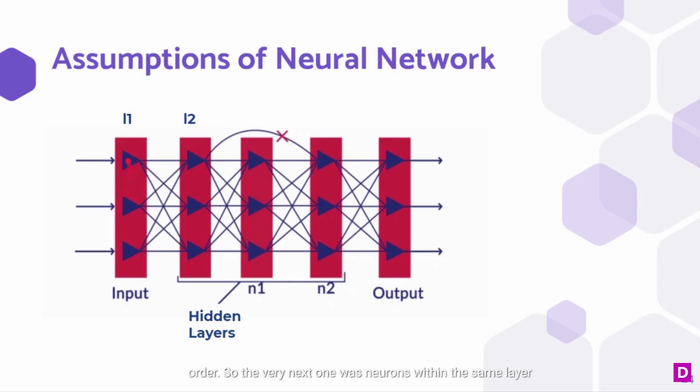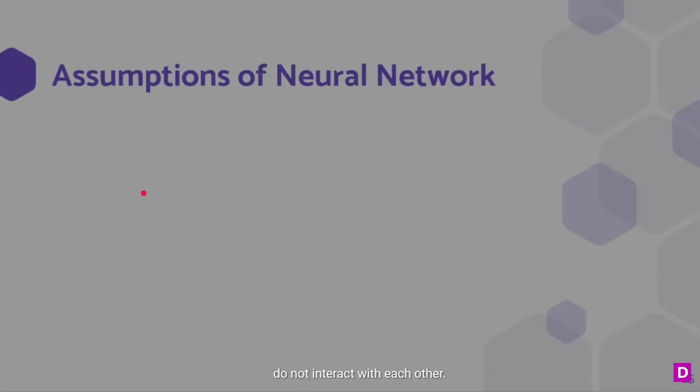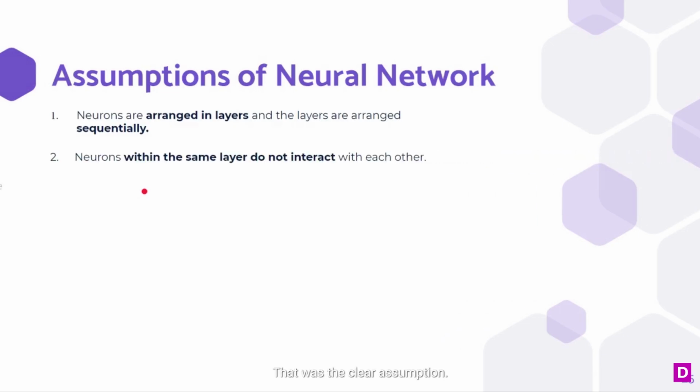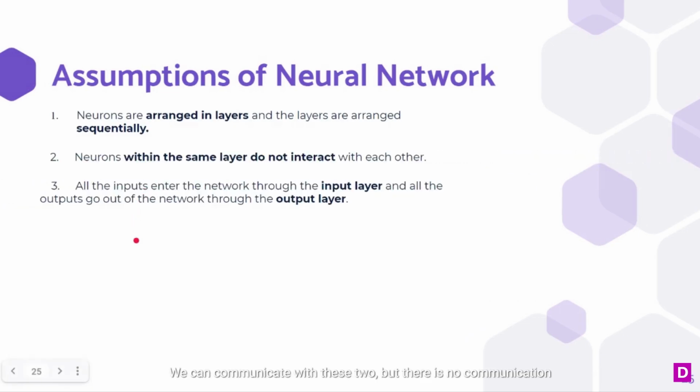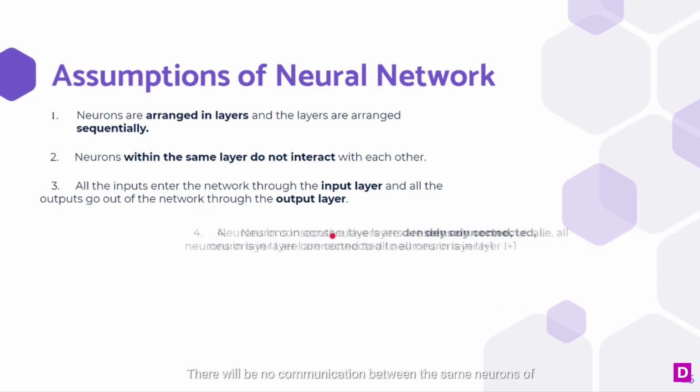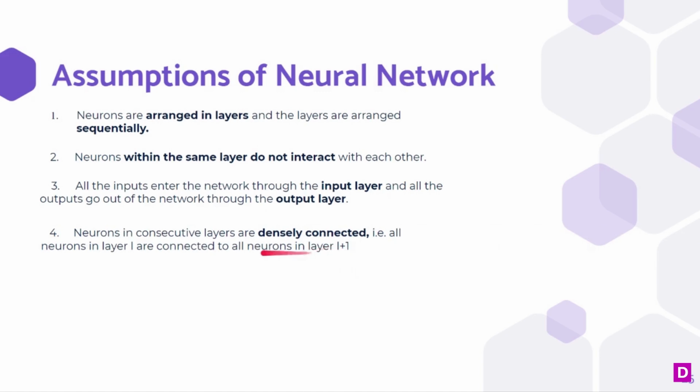The very next one was that neurons within the same layer do not interact with each other. That was the clear assumption, right? We can communicate with these two, but there is no communication between the first neuron of the first layer and the second neuron of the same first layer. There will be no communication between neurons of the same layer. Then, all the inputs enter the network through the input layer and all the outputs go out of the network through the output layer. Yes, we have also made this assumption.